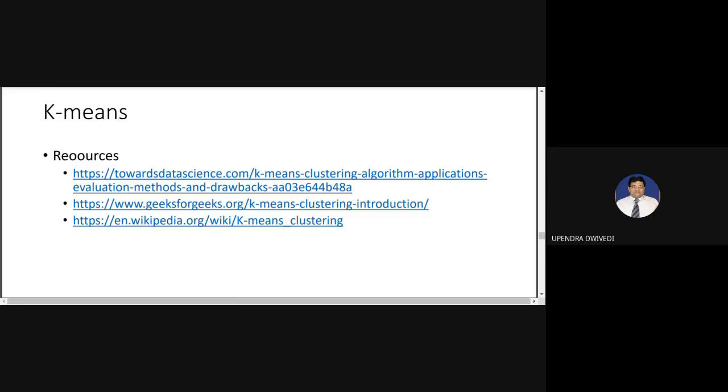Further, for k-means, you can refer to these resources. Sorry for the typo here. You can refer to this article, k-means clustering algorithm application from Towards Data Science. You can also refer to the k-means clustering introduction from GeeksforGeeks, and you can also refer to k-means clustering from Wikipedia.